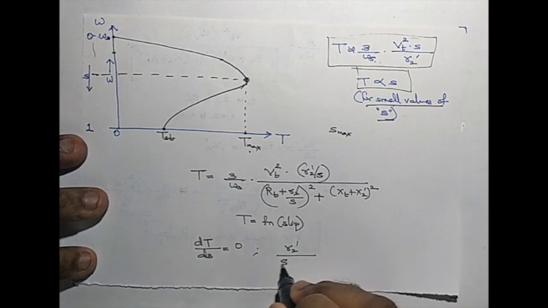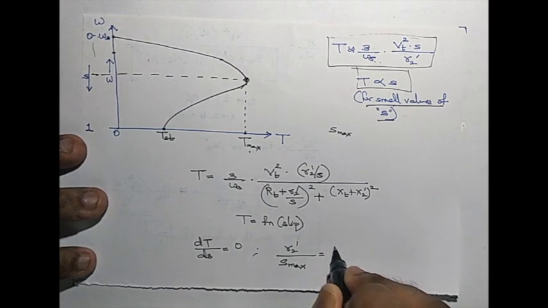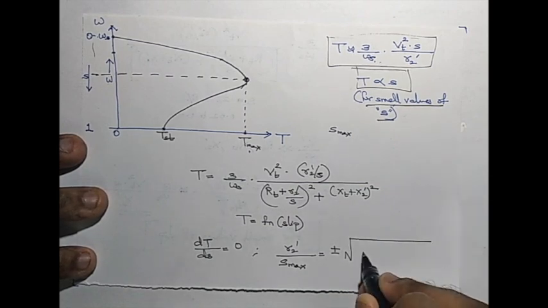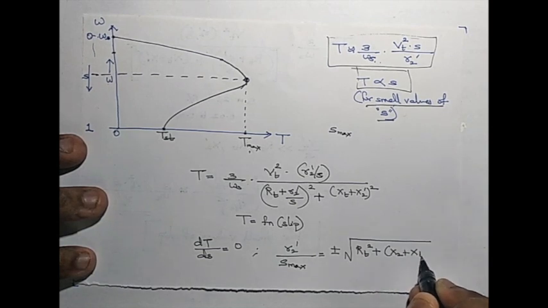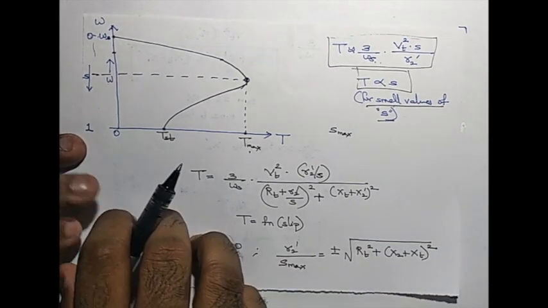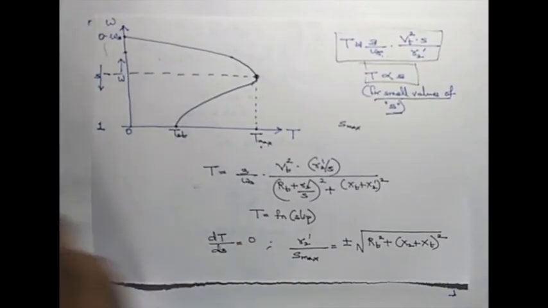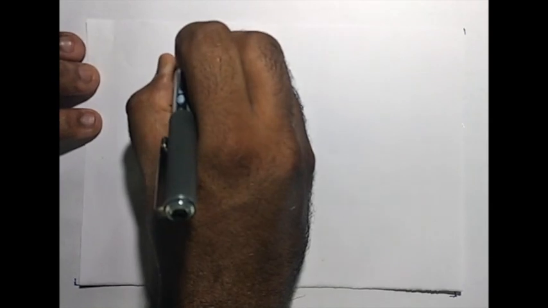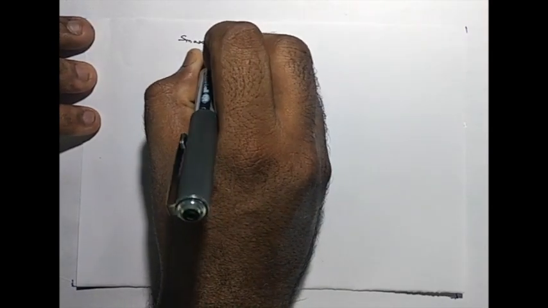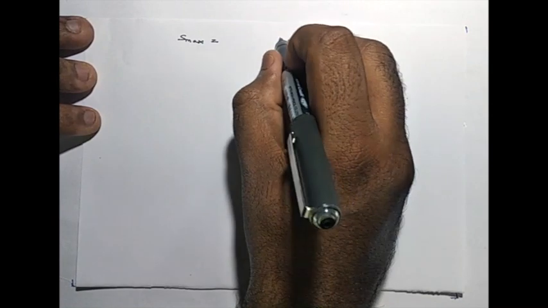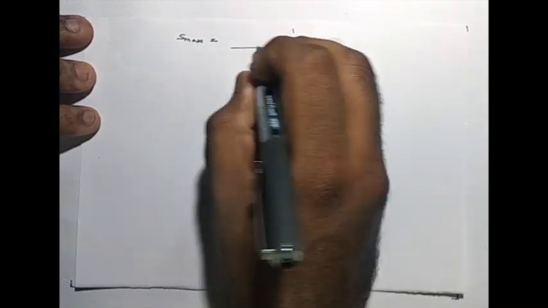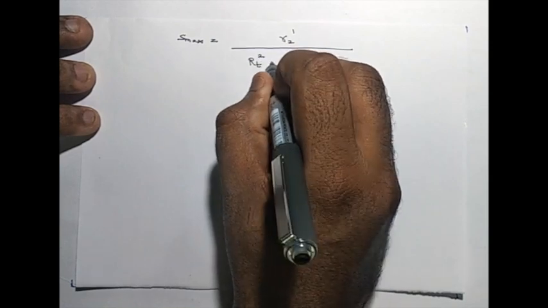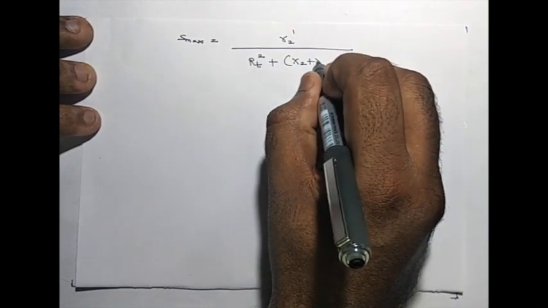S max equals R2 dash by, if you do it properly, plus or minus square root of RT square plus X2 plus XT square. Or rather, the slip at which maximum torque occurs is given by R2 dash by square root of RT square plus X2 plus XT.